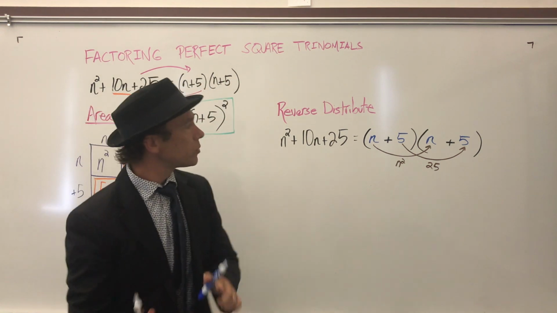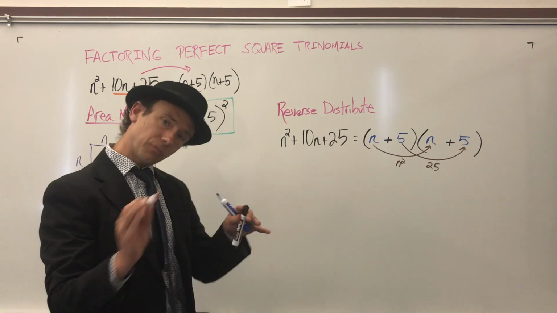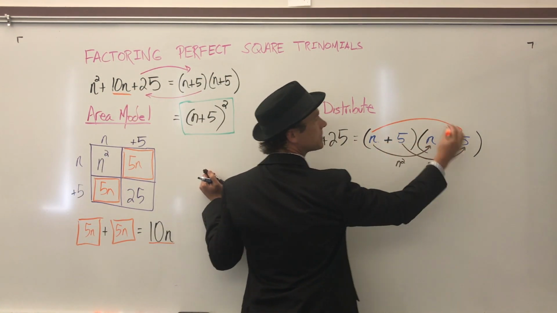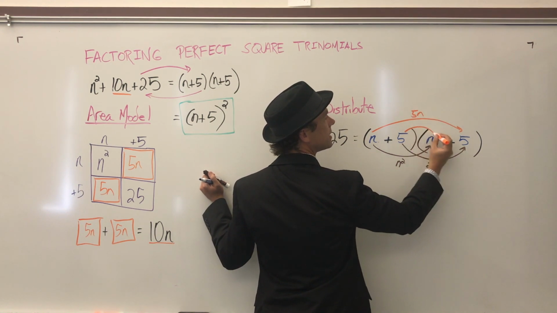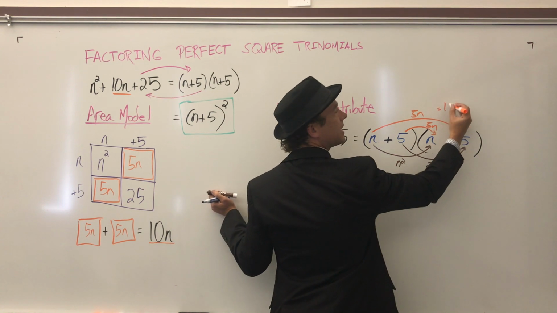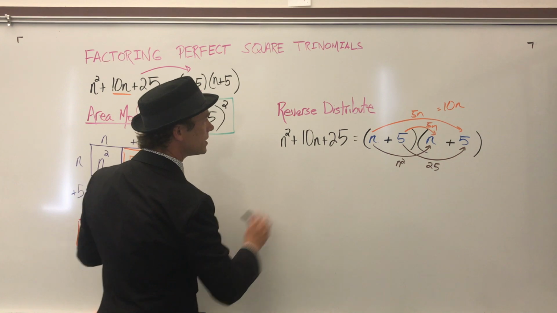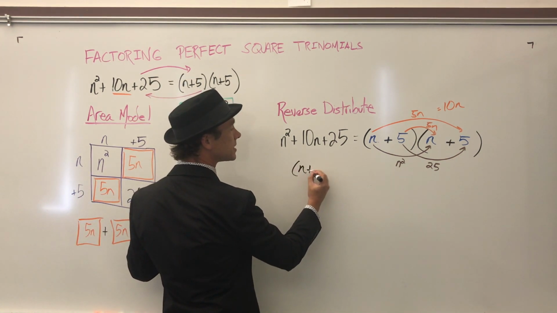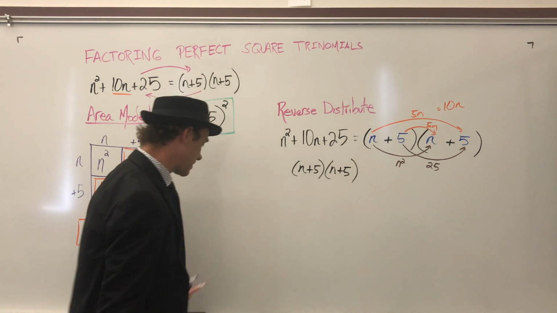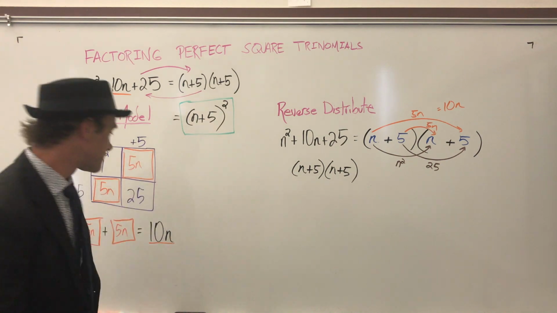So the only part we need now is we need the 10n. So just make sure it's there. So you know that's this distribute. N times 5 is the 5 times n. And you do that again from that term to that term. And when you add them up, we get 10n. And so we're done. And the answer is what we already kind of knew it was, which is n plus 5 times n plus 5, which is n plus 5 squared.